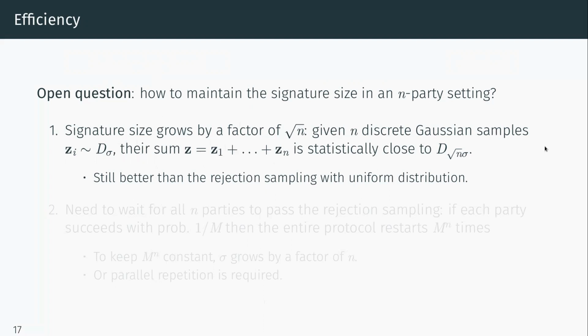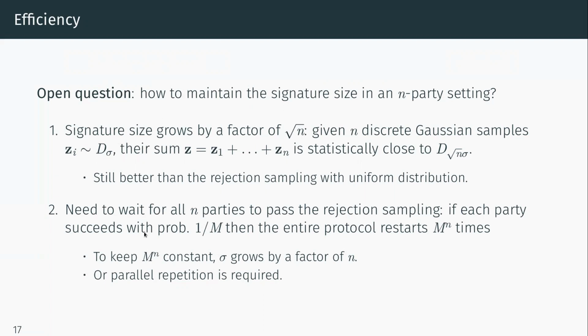individual independent Gaussian samples sum up to another Gaussian sample, which follows a Gaussian distribution with a larger standard deviation, square root n times larger than the original standard deviation. However, the instantiation with Gaussian distribution is still better than the one with uniform distribution.